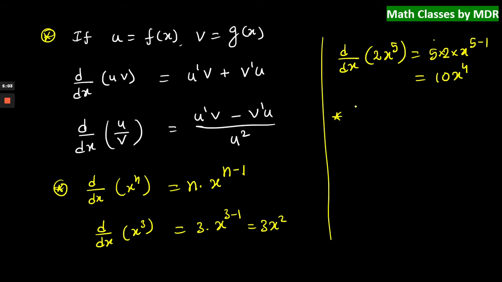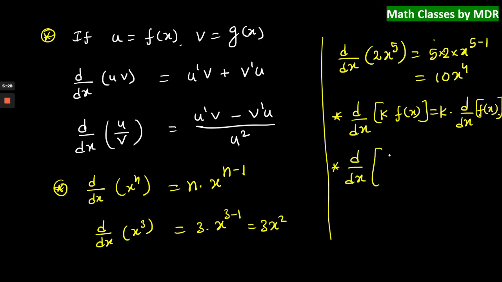Similarly, whenever you have a constant, either multiplied by a function or divided by a function, we can write it as d by dx of f of x multiplied by k. The same thing is applicable for any number which is in the denominator. Suppose d by dx of f of x by k, where k is any real number, then we can write it as 1 by k into f prime x. F prime x is nothing but the derivative of f of x.